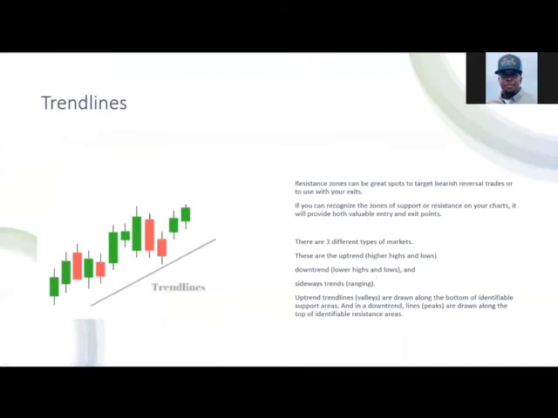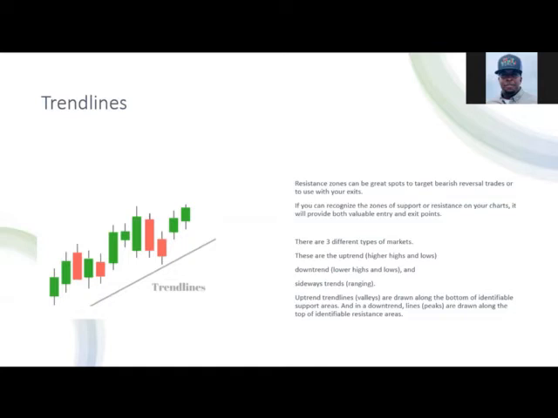Let's talk about our trend lines. Trend lines are based off your resistance zones. Resistance zones could be great spots to target bearish reversal trades or to use with your exits. If you can recognize the zones of support or resistance on your charts, it will provide both valuable entry and exit points. Your trend lines are going to tell you when to get in the market and when to get out of the market. This is also based off your confluence. You can use trend lines off of confluence as well.